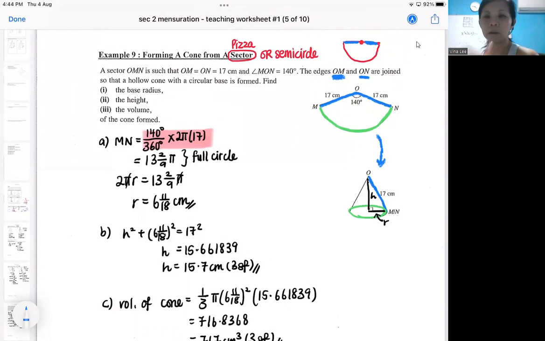Okay, visualize it because you might still see it in Sec 4. Some of the Sec 4 students couldn't visualize this. So while you are still Sec 2, you've got the time at home, try to go and fold it up. Okay, so that's one of the very common things that they will ask you to do.